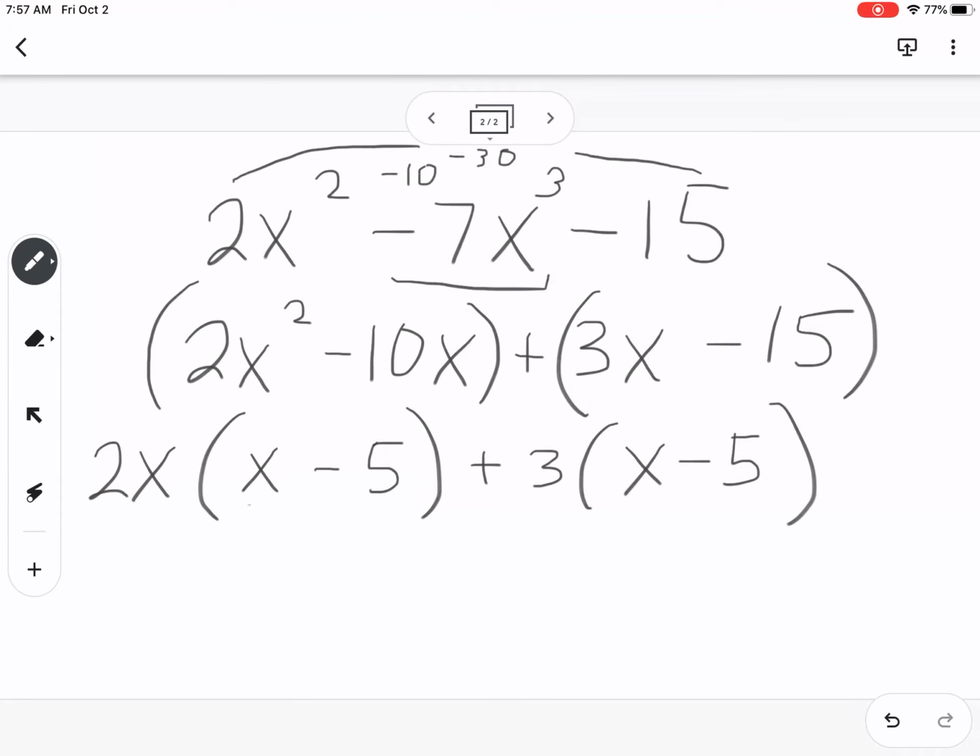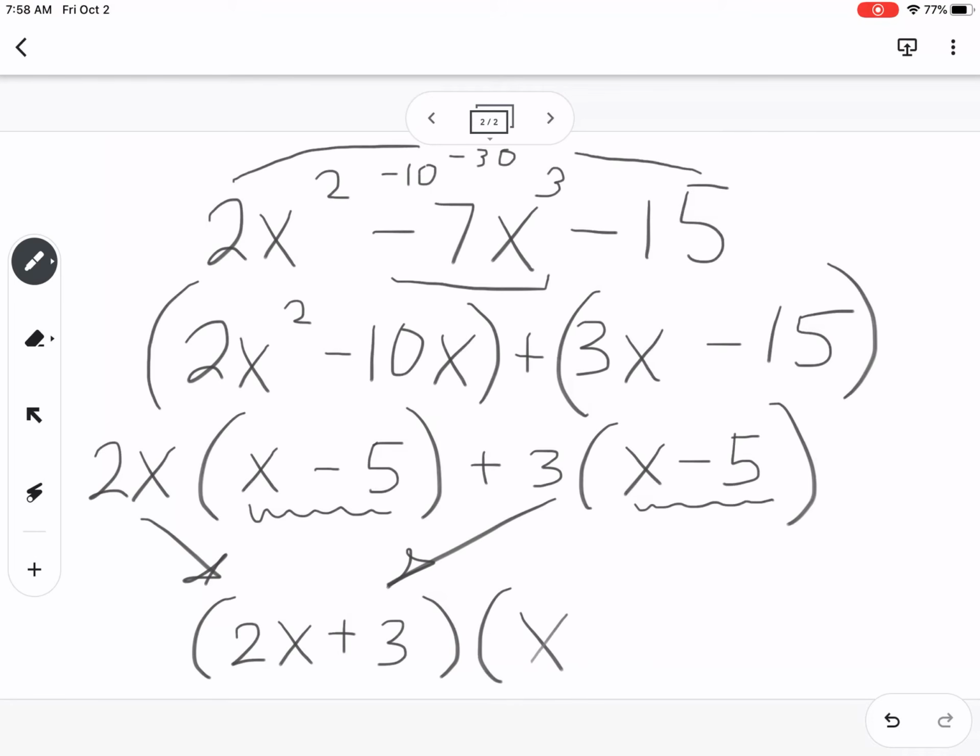Now at this step, you know you've done it right if the two terms in the parentheses are the same. So then our final step is to group these. So this would be 2x plus 3 and x minus 5. So those are our factors, 2x plus 3, x minus 5. Again, you could FOIL this out to multiply together and see if it is equivalent to your original question.